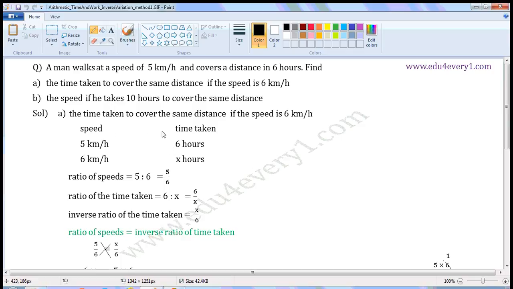Speed and time taken are in inverse proportion or inverse variation. That is, if the speed increases, time taken will decrease. If the speed decreases, time taken will increase. As speed and time taken are in inverse proportion, ratio of the speed will be equal to inverse ratio of the time taken.